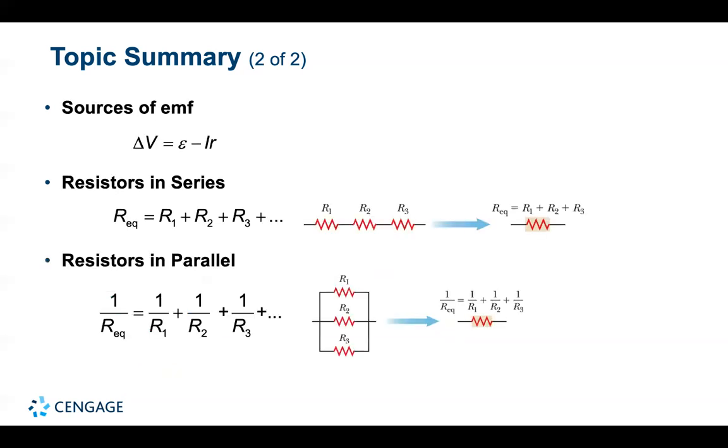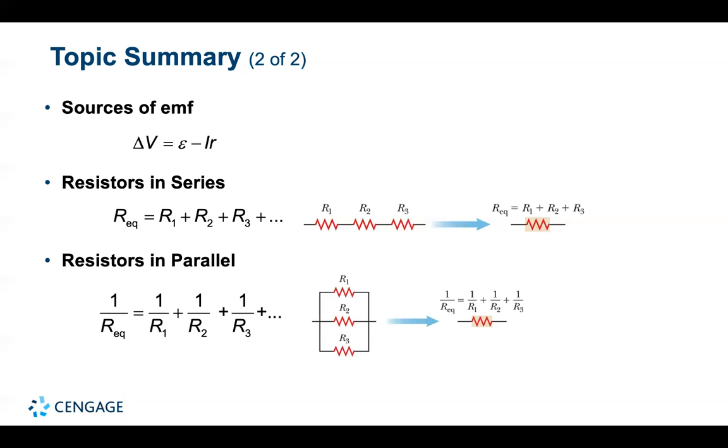So in terms of sources of EMF, any device such as a battery or a generator that increases the electrical potential energy of charges in an electric circuit is called a source of EMF. Batteries convert chemical energy into electrical potential energy, and generators convert mechanical energy into electrical potential energy. The terminal voltage delta V of a battery is given by the equation shown, where epsilon is the EMF of the battery, I is the current, and R is the internal resistance of the battery. Generally, the internal resistance is small enough to be neglected.